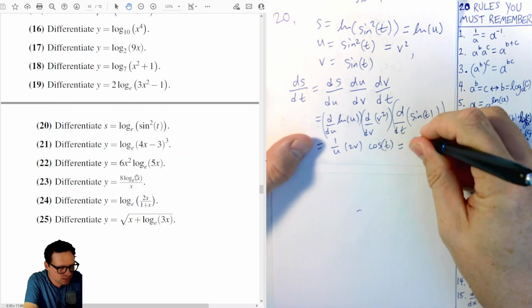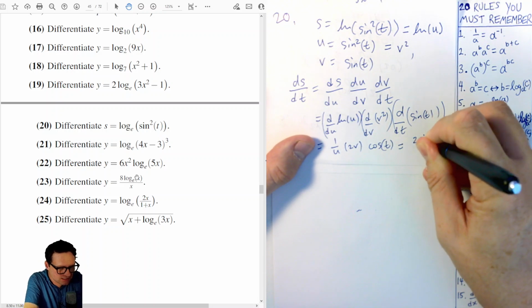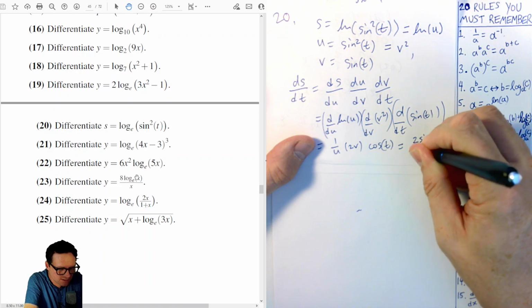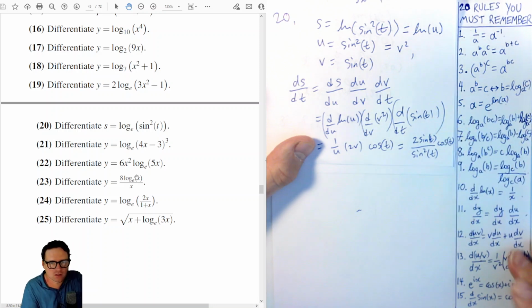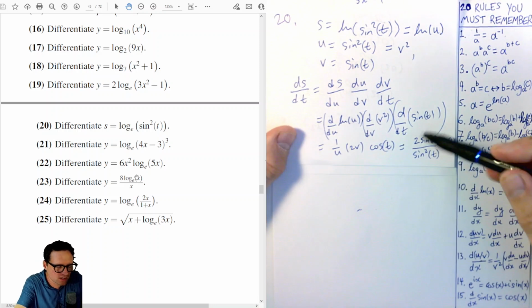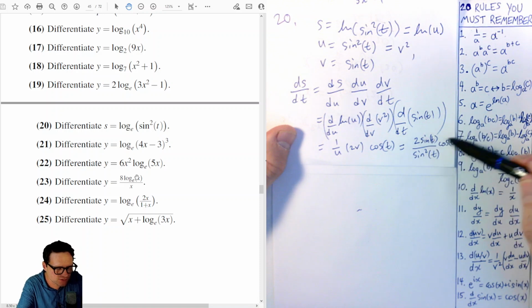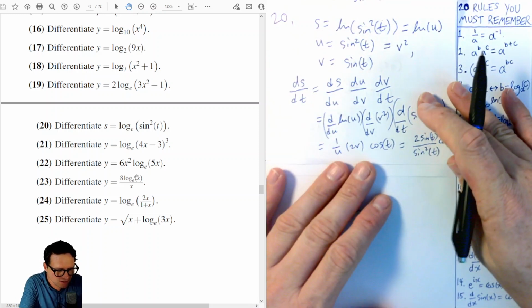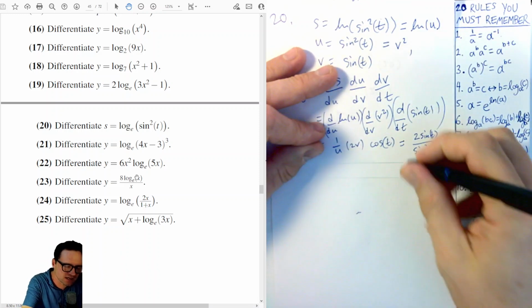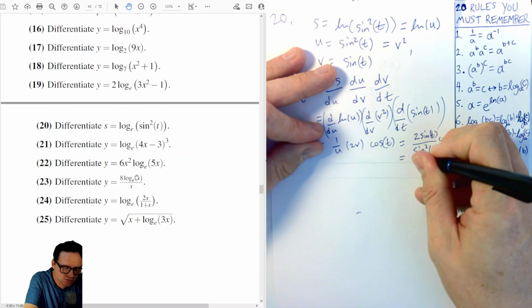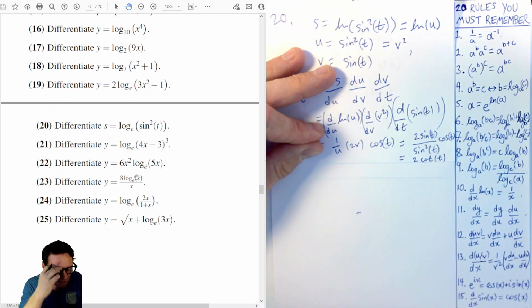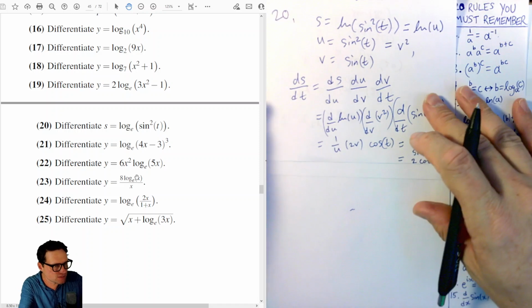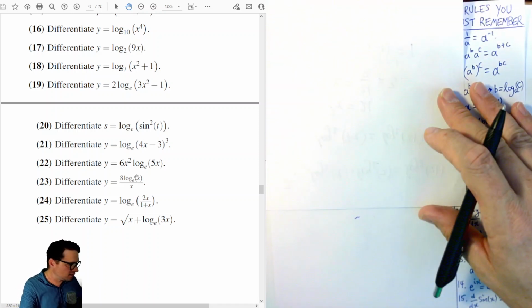So we have 2 sine t over sine squared t, and then times cos of t. Okay, and so we can cancel one of the sine t's, and we have 2 cos t over sine t. Now, I spoke earlier that cos over sine is called cot, so the answer to this question is 2 cot of t, or 2 cos of t over sine of t. Okay, so let's move on now to question 21.